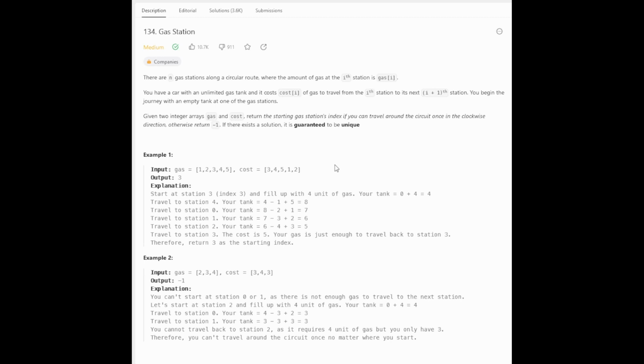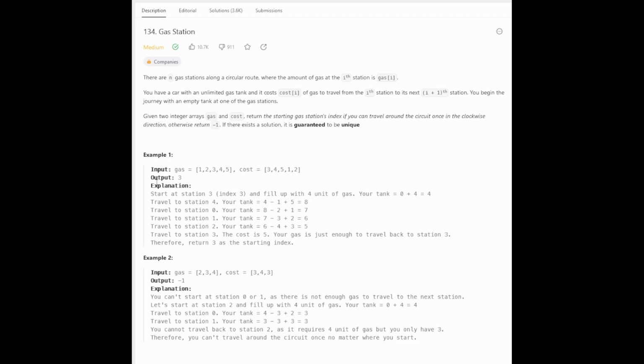We know what gas station we want to start this trip on, and if there is a valid loop to make here, then it's guaranteed to be unique. There will only be one good solution, or there will be no good solutions, and no gas station can possibly get us to move in a circle around this loop without running out of gas. Now that we've looked at this question, they actually give us a couple of examples.